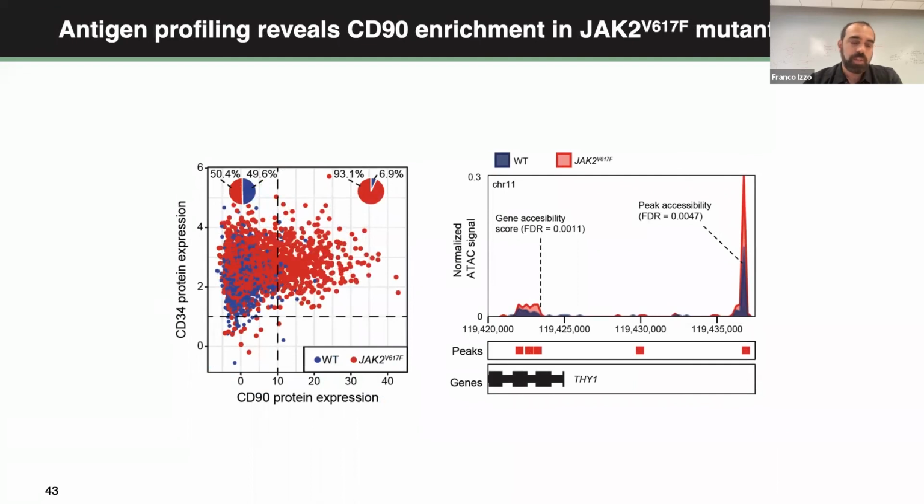And since with GoTChA we also have chromatin accessibility, we can link this increased protein expression indirectly to the increased accessibility of the gene itself and of a proximal peak upstream of the gene itself.